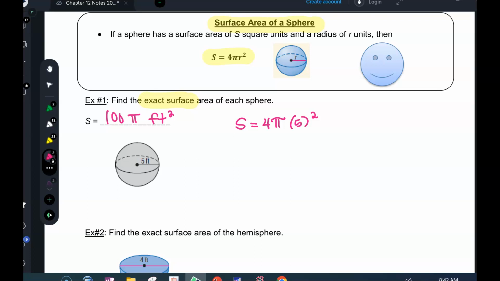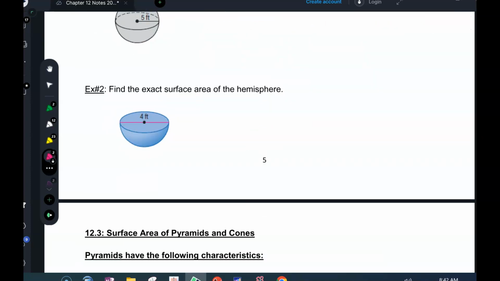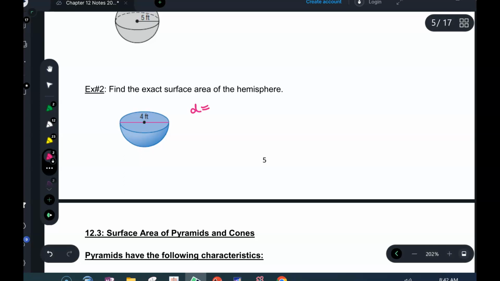Yeah, so this is going to be for a hemisphere. Picture we have our diameter. The diameter is 4, which means the radius is 2. But what do we think? Instead of 4 pi r squared, is it 2 pi r? So it's going to be 4 pi r squared divided by 2. But what else do we have?